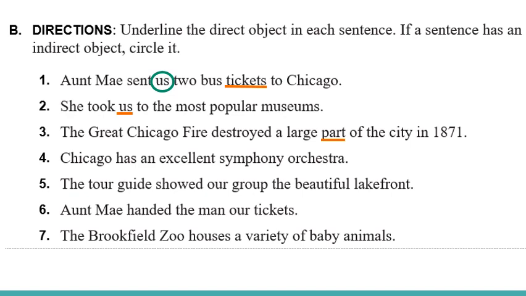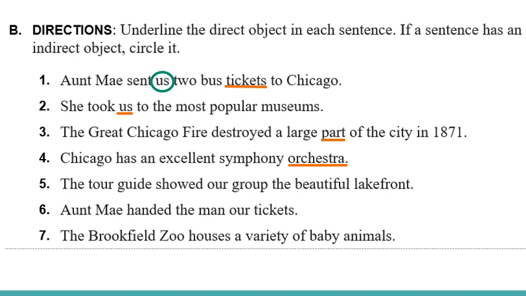Number 4. Chicago has an excellent symphony orchestra. Chicago is my subject. Has is my verb. And what do they have? An orchestra. Orchestra is my direct object.